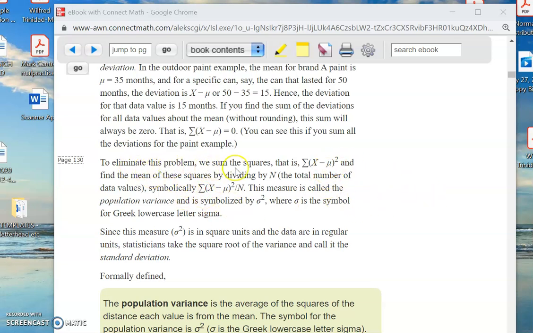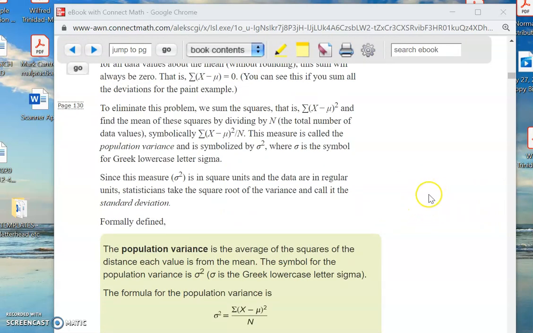So to eliminate this problem, we sum the squares. We don't sum the actual deviations. We sum the squares. So it's x take away mu, quantity squared. And then we find the mean of these squares. So that's what I was saying before. You're finding the mean of these deviations, but not exactly. It's the mean of the squares of the deviations. And how do we do that? Divide by n, the total number of data values. So symbolically, this is what it looks like, and this is called the population variance.